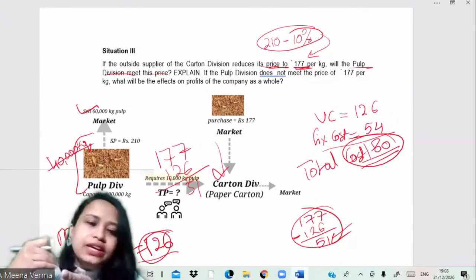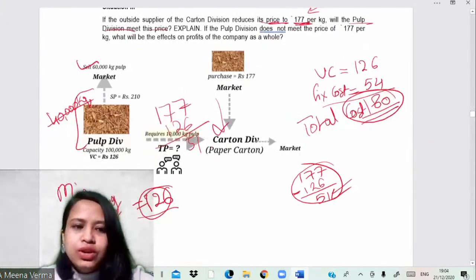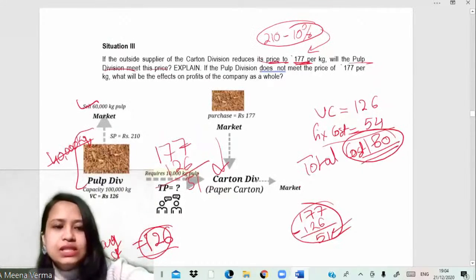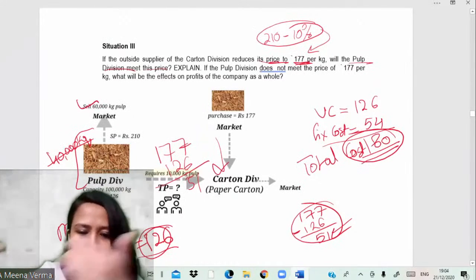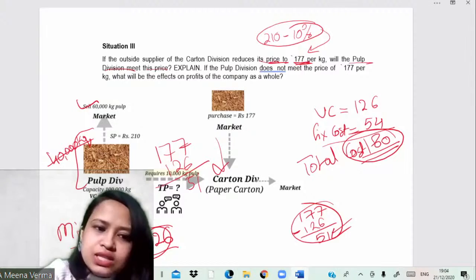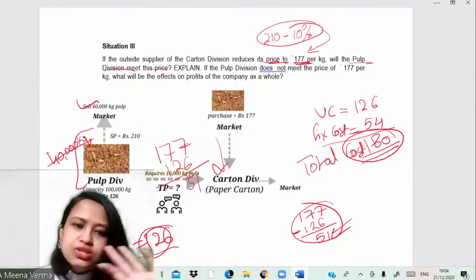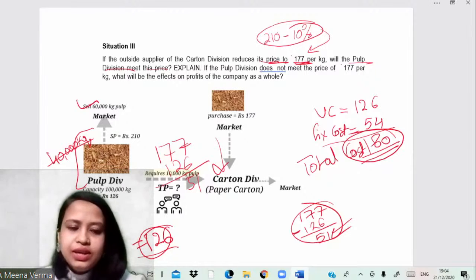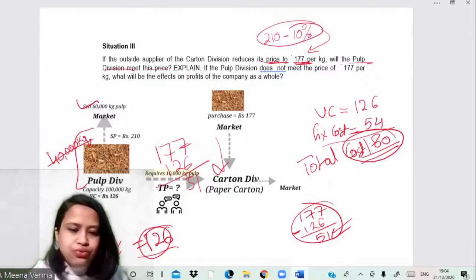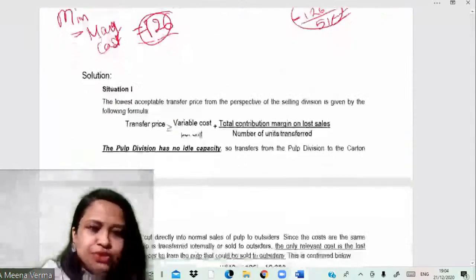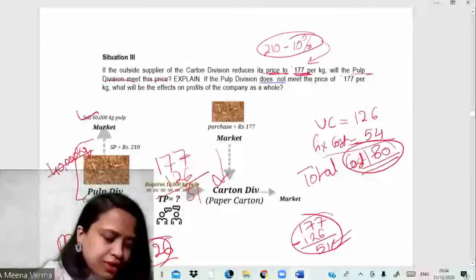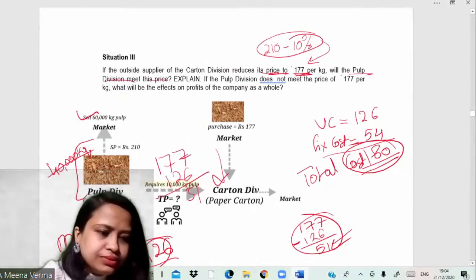Otherwise, you can give the answer in two ways. You can write that if the external demand is 60,000 kg, write the answer accordingly. In case the external demand is 1 lakh kg, you can write the answer accordingly, because in the question it is not mentioned. I hope it is clear to all of you. Shall we proceed to the next question? If you have any doubt, you can ask me.